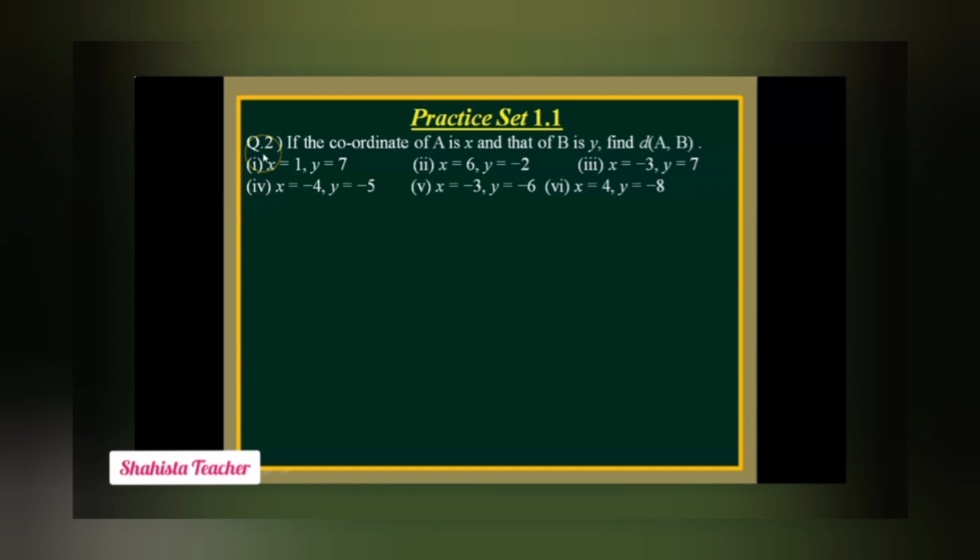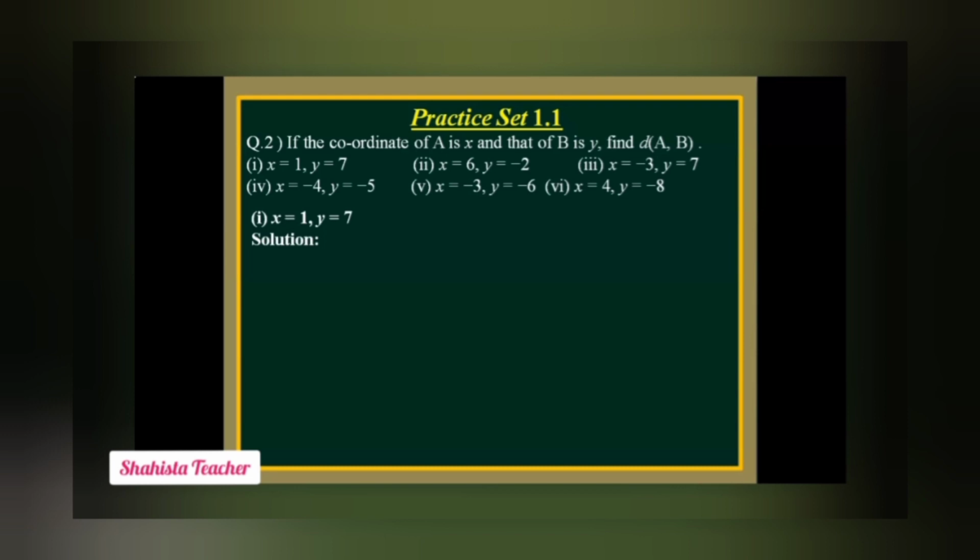Question number 2 carries 6 sub-questions, so we will solve one by one. Sub-question 1 is x is equal to 1 and y is equal to 7. So here we will write our first question, x is equal to 1 and y is equal to 7. Now let's solve this question. Solution. Here x is equal to 1 and y is equal to 7.